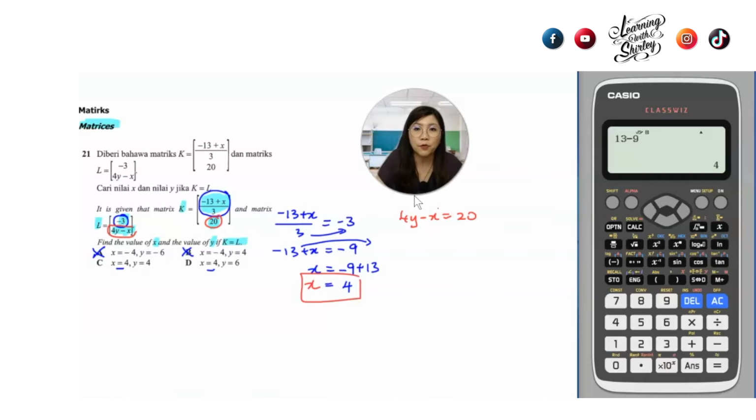We already gotten 4 as your x. So I'm going to substitute 4 inside here. So 4y minus 4 equals to 20. So 4y equals to, so negative 4 bring over become plus 4. So 20 plus 4 is 24. So y equals to, so 4 times y is 24. So 24 divided by, so whenever you shift the 4 over, it becomes divide. Times, divide, times, divide. So 24 divided by 4 is 6. So y is 6. Okay, A, B, C, D, the answer is D.